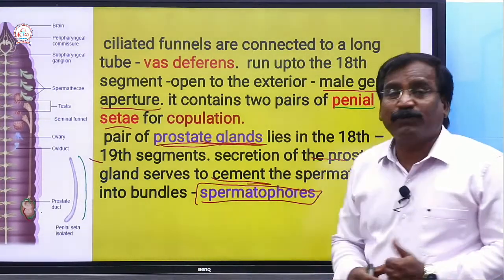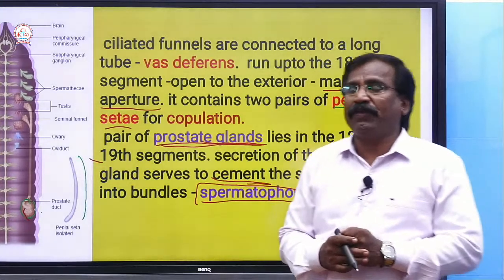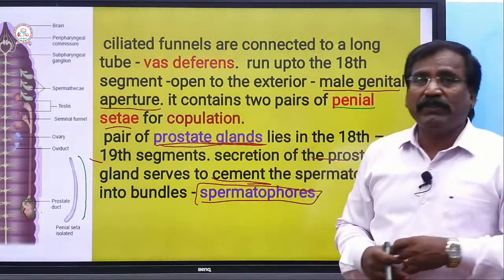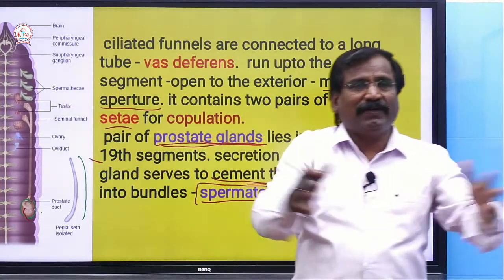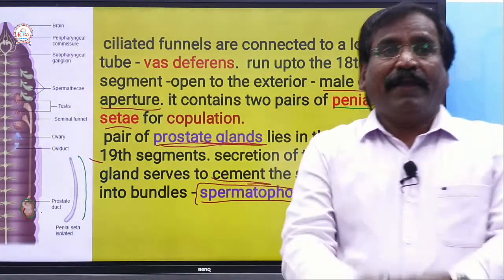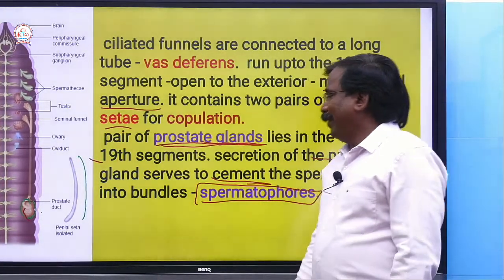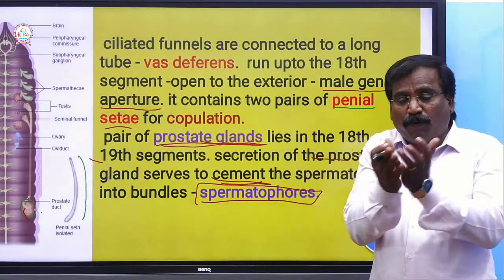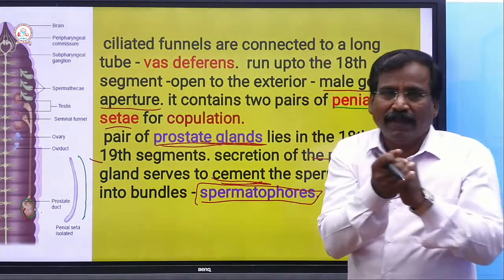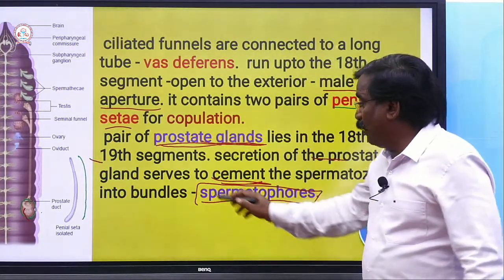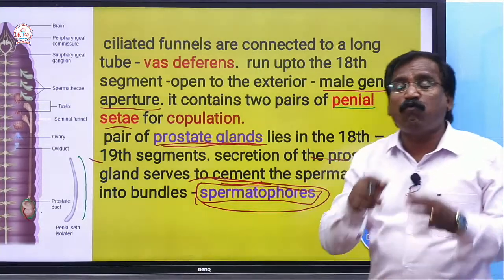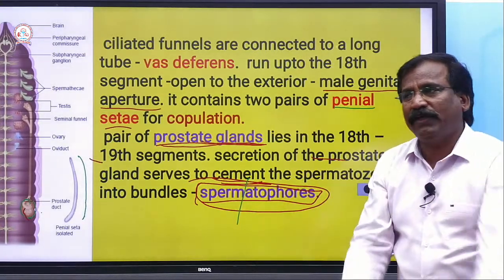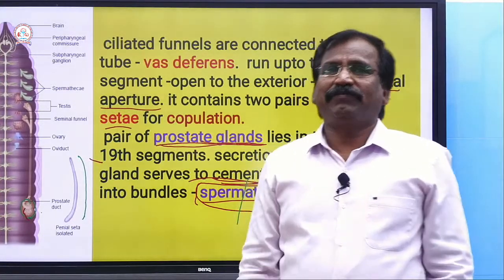The prostate glands, located surrounding the male genital aperture in the 18th as well as the 19th segments, produce a secretion, a cementing substance that makes the sperms into bundles. Those bundles of sperms are called spermatophores, which collect the spermatozoa. Okay, that's all.